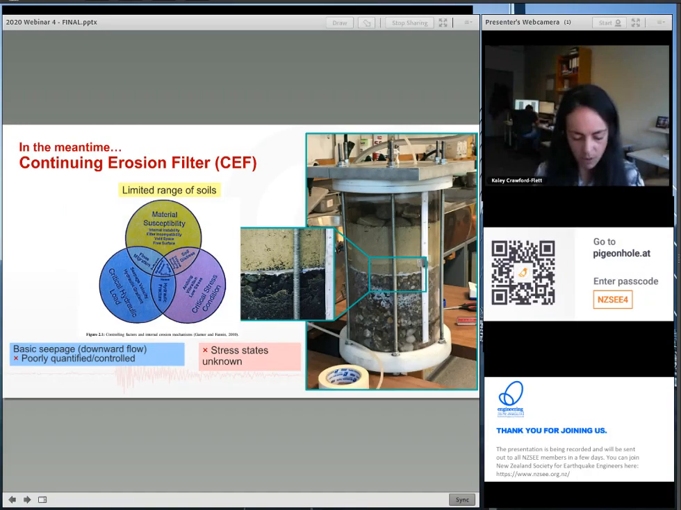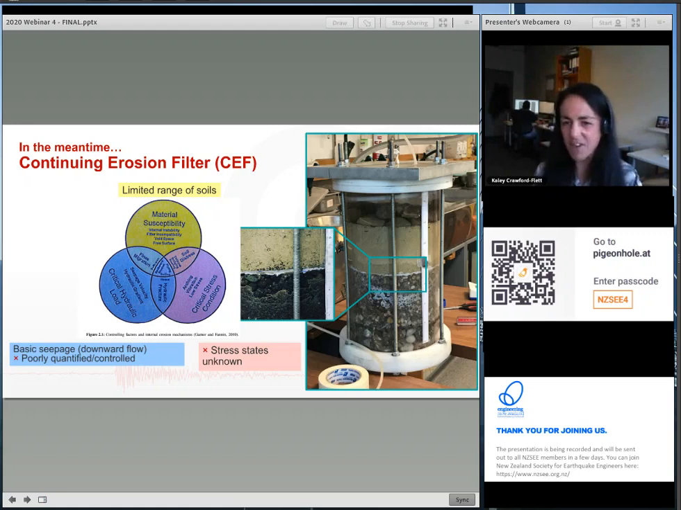So what we've been doing at the University of Canterbury is looking at something called a continuing erosion filter test, which is a particularly unrefined test, mainly observational, where we put a compacted core material atop a simulated filter or a coarser material, with dispersion gravel above and below the cell, and flow water in a downward configuration, capturing the particles and flow that comes through the cell.